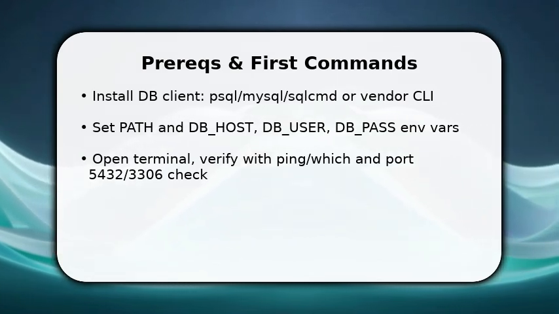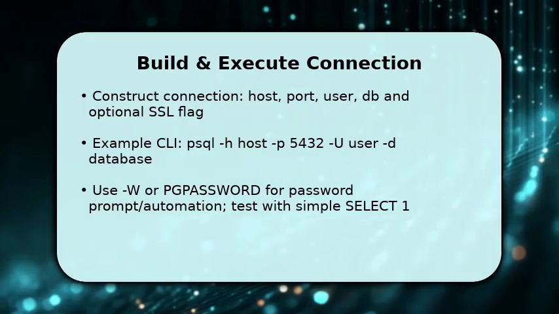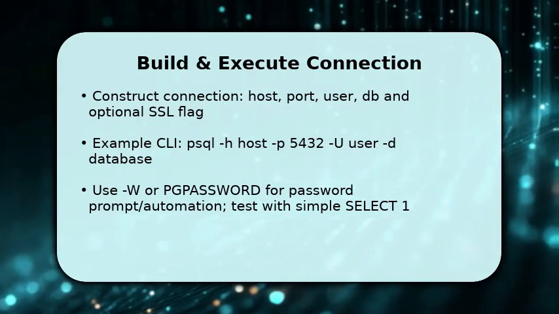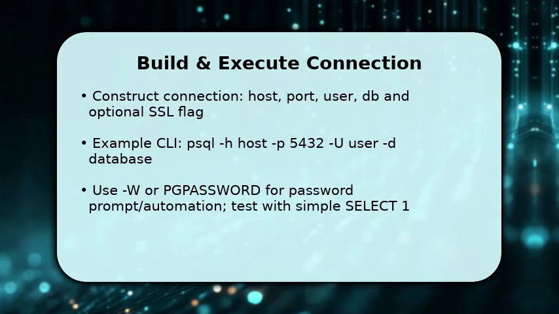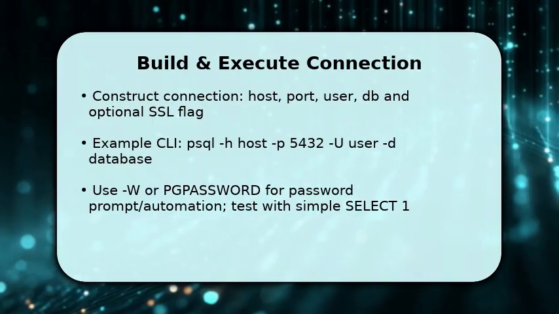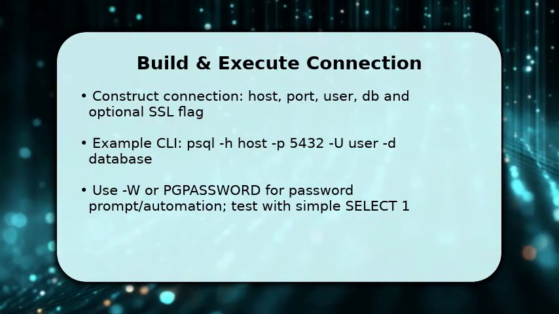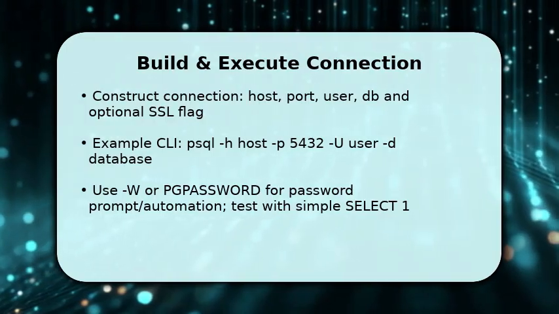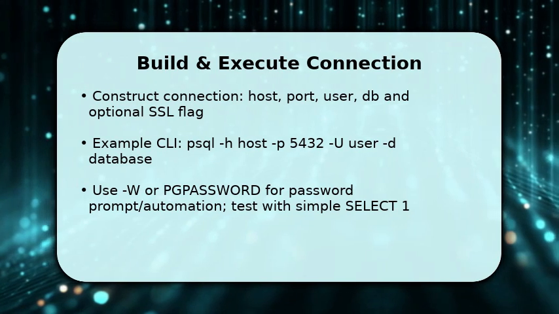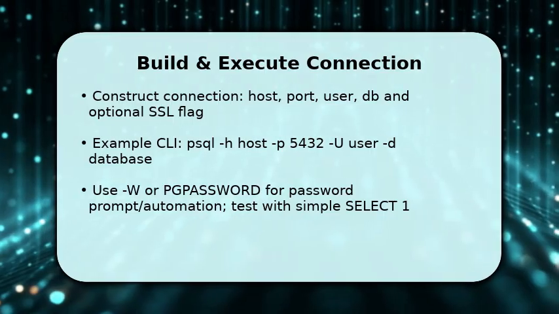Now you assemble the exact command string and run it. For example, psql -h localhost -p 5432 -U alice -d mydb will attempt a login. Include -W if you want an interactive prompt, or set PGPASSWORD for scripts. Make sure to add sslmode=require if the server needs TLS, and specify the socket or instance name for cloud providers. Once you connect, run a lightweight query, like SELECT 1, to validate permissions, and confirm that queries execute properly before running heavier operations.